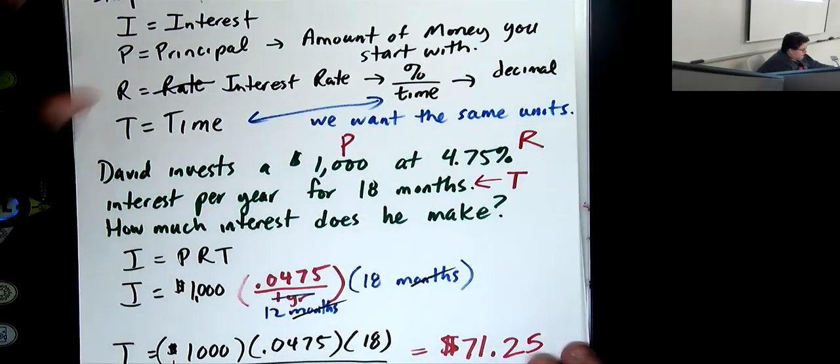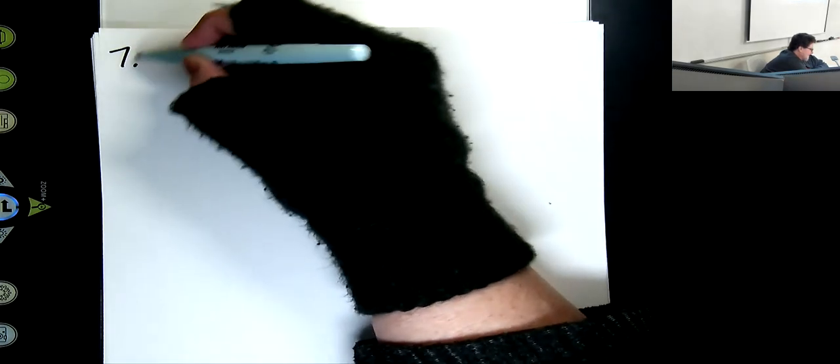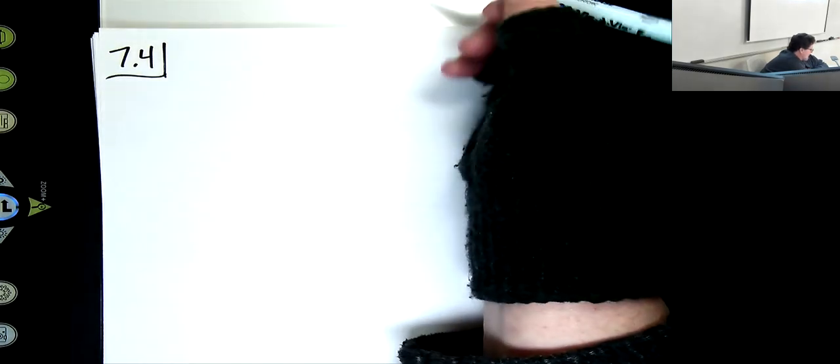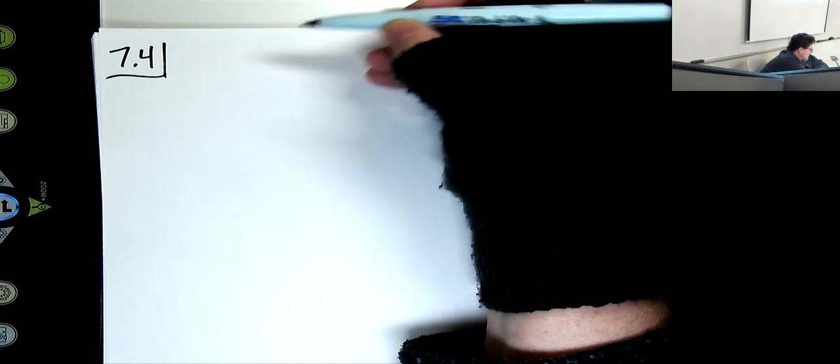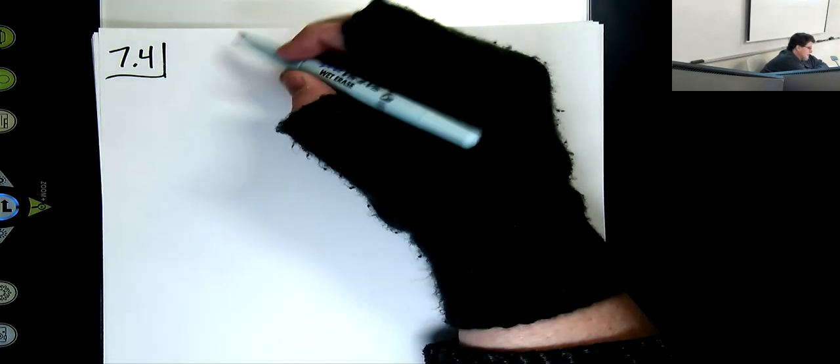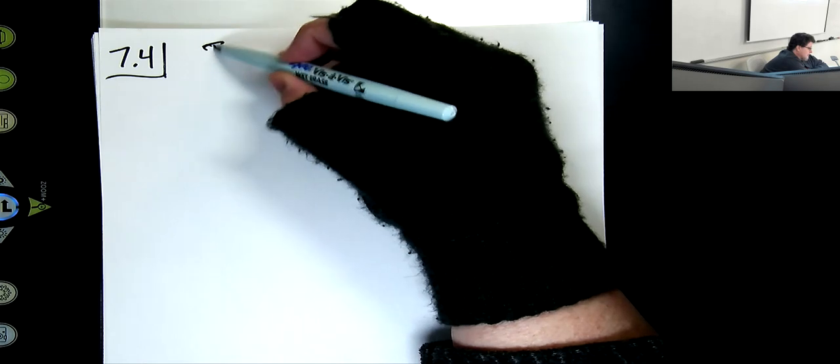All right. Done with examples like that, I need to talk about inequalities and stuff like that. Section 7.4 has stuff on sets. So, a set. Inequalities and sets.